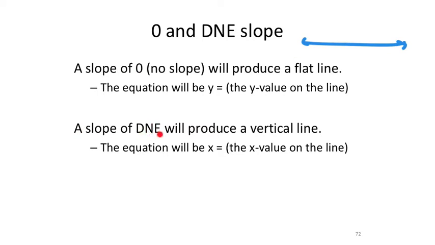If the slope is DNE, it tells us that the slope is actually infinite, which is a straight up and down line. It's a vertical line. The difference in the equations is that they show x equals some number. So if you see x equals some number, there is no definable slope for that equation.